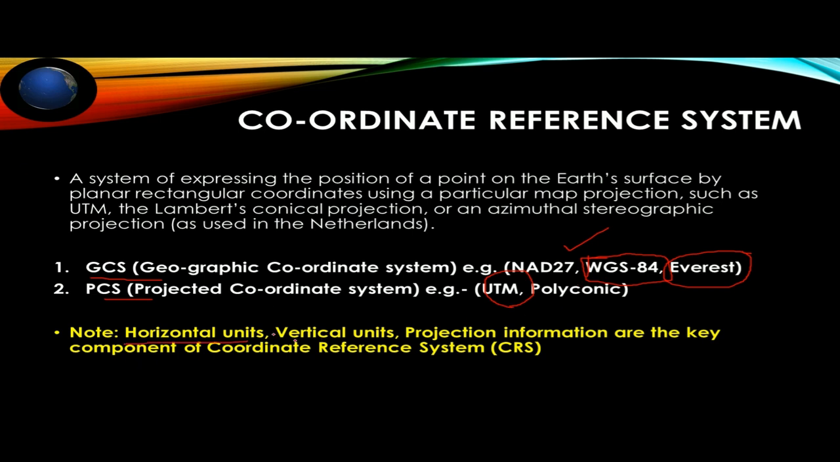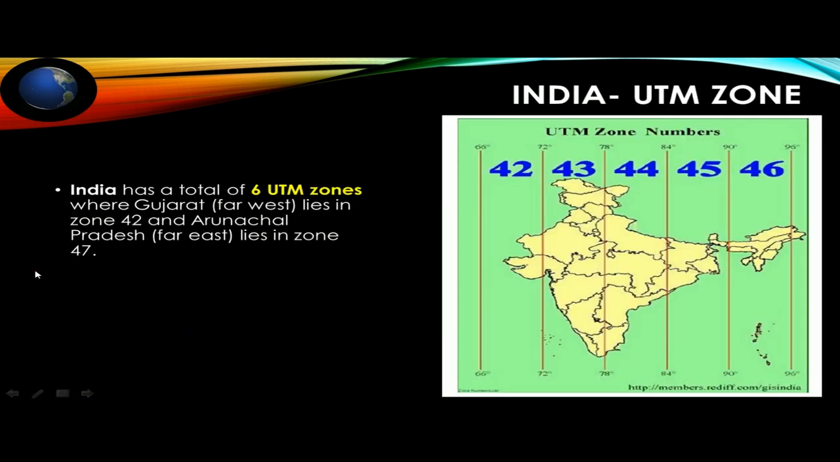The horizontal unit, vertical unit, and projection information are the key components of the coordinate reference system. Okay, so just for this definition I'm explaining: a system of expressing the position of a point on the earth's surface by planar rectangular coordinates using a particular map projection, such as UTM, Lambert conical projection or an azimuthal stereographic projection. These are your projection systems.